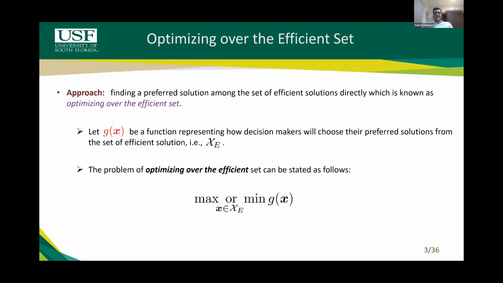Now I'm going to talk about that class of optimization problem that lies in the intersection of optimization over the efficient set and multi-objective and single objective optimization. So that means that it doesn't matter whether you're optimizing g of x over the set of efficient solutions X_E or over all feasible solutions.